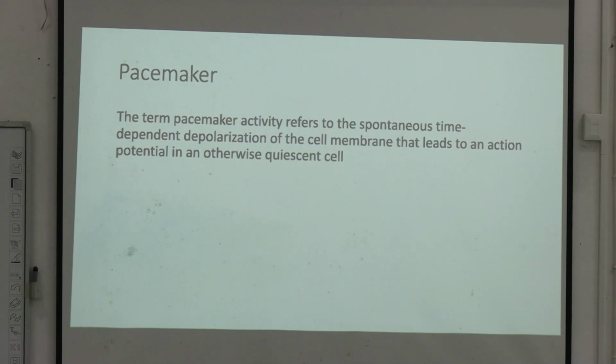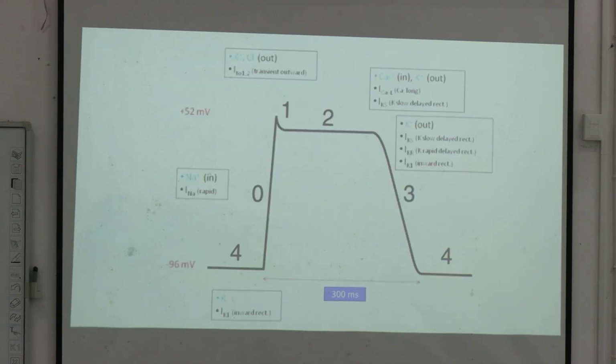Now we have also discussed the pacemaker potential, which happens in the SA node, okay, and this is the ionic basis of action potential in ventricular myocardium. I'm recapping fast, right, okay. So this is the fast response action potential which happens in ventricular myocardium.